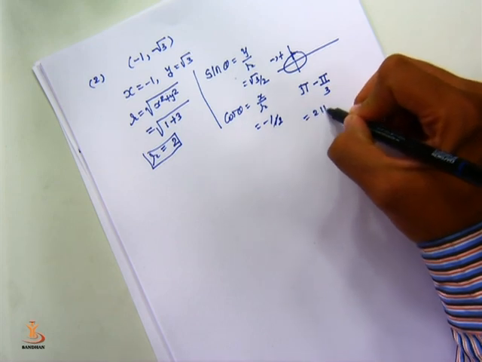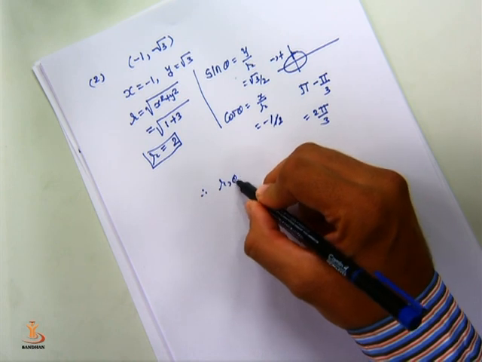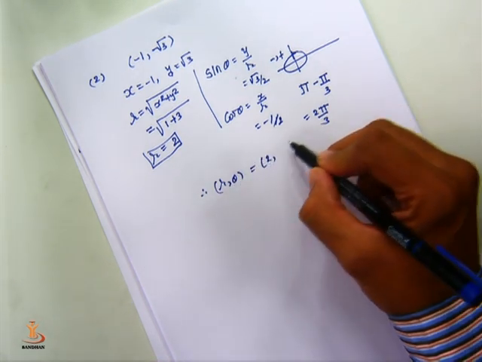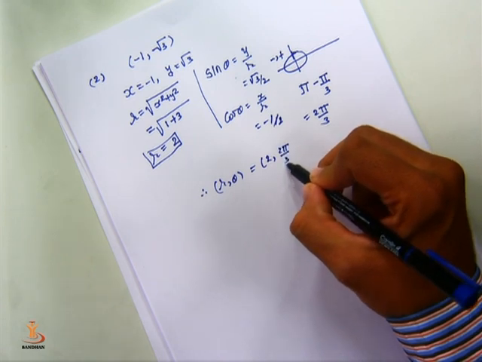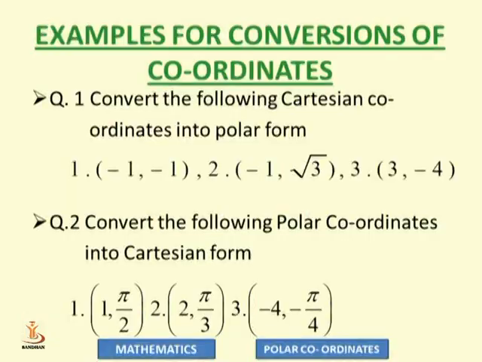The answer is 2 pi by 3. So these coordinates are now (r, theta) equals (2, pi by 3). So likewise you can settle as many equations, as many coordinates for the Cartesian to polar to be solved. Now let us take a few examples from polar coordinates to Cartesian coordinates.